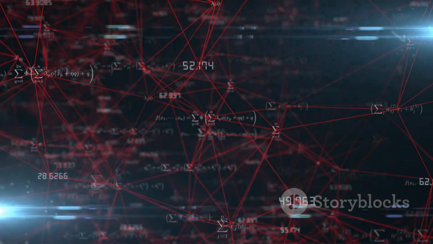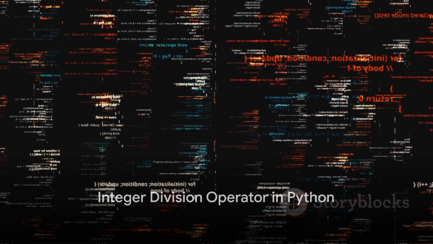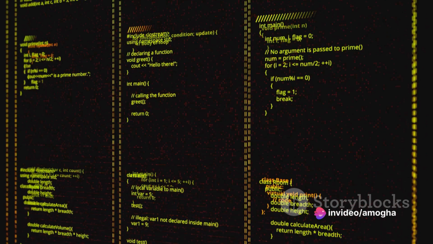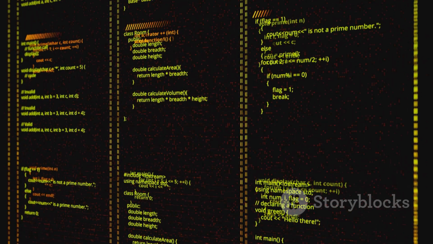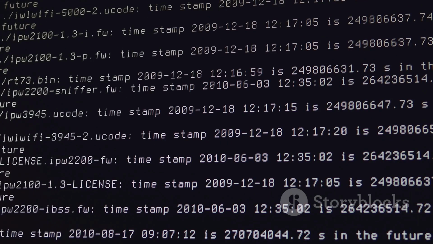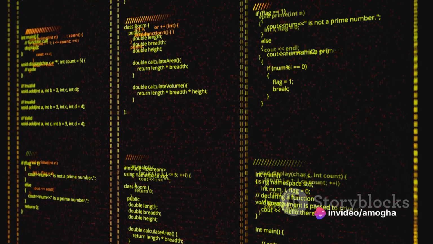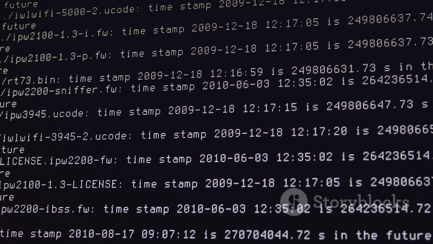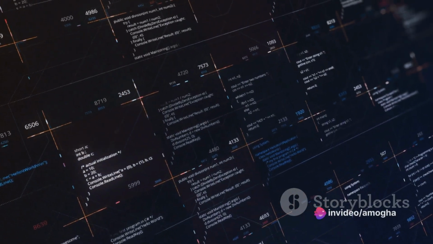Now, on to the integer division operator. The integer division operator in Python is symbolized by a double slash, //. This operator does something interesting. It takes the value on its left and divides it by the value on its right. But instead of giving you a decimal, it returns the largest possible integer. For example, if we have 5 // 2, Python will divide 5 by 2 to get 2.5, but it'll only return 2 because that's the largest integer that fits. And there you have it, the integer division operator.